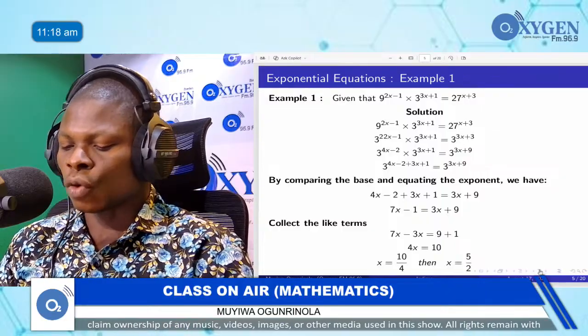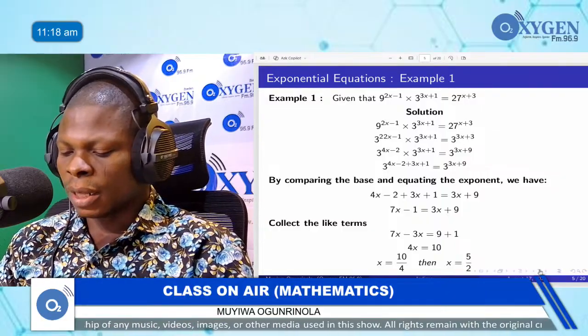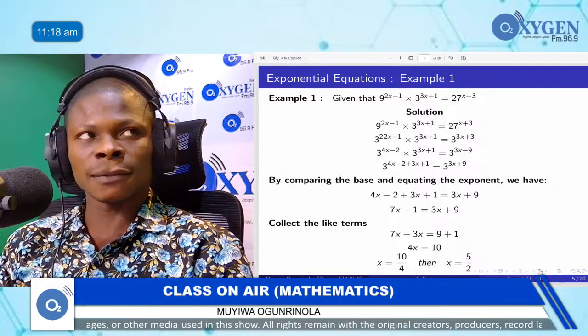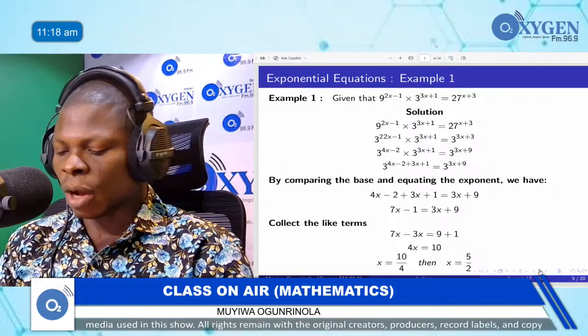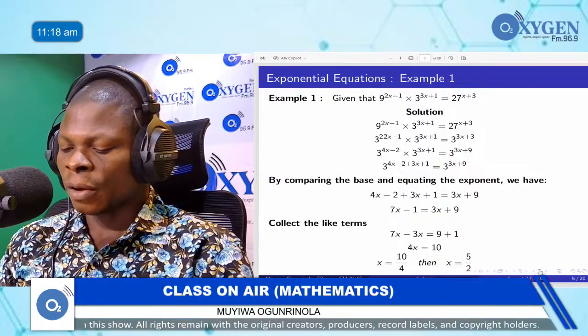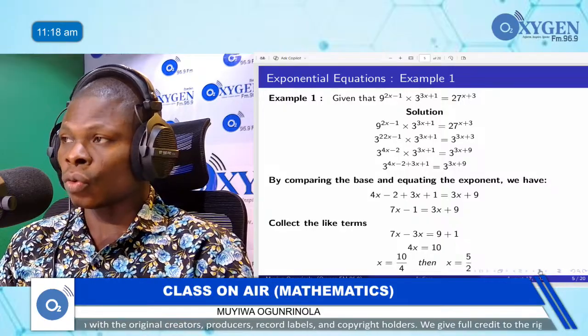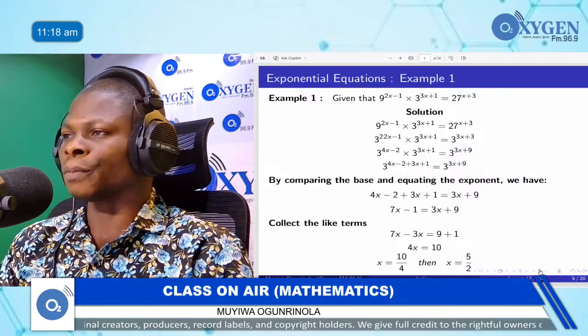Then divide both sides by 4. That will give us x is equal to 10 over 4. Then when you divide this by 2, we are going to have 5 over 2. So therefore x is equal to 5 over 2.